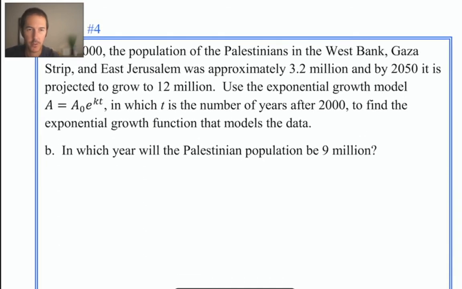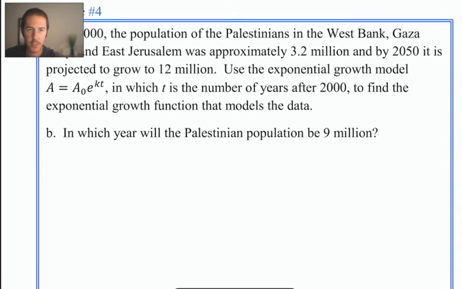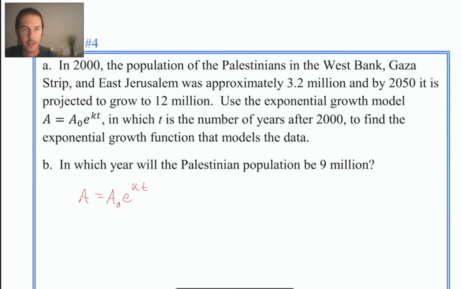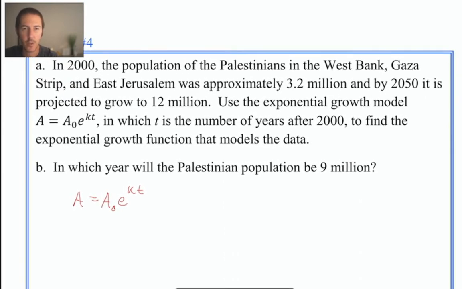So the first thing I would do in this problem is to write down sort of the wireframe of the formula that we're creating, which is final amount equals starting amount, a sub 0, times e to the kt. And then I look to the given information. We heard that in the year 2000, which is sort of our starting point, the population was 3.2 million. So that is my starting value, and that's the number that I'm going to use as a sub 0. So I will put in a 3.2 for a sub 0.